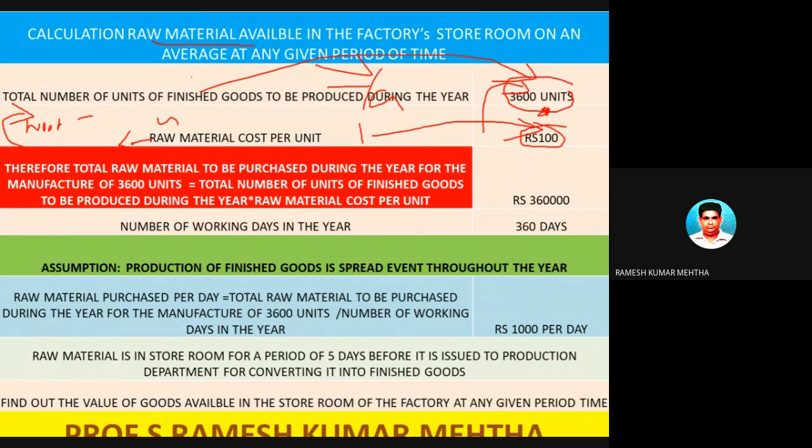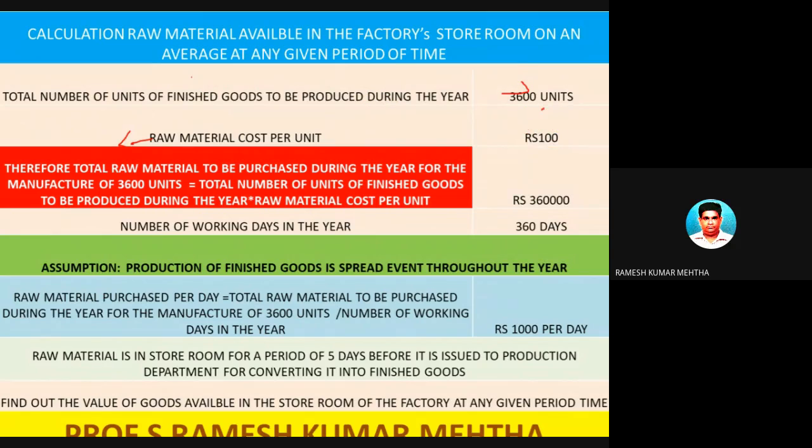Hope this point also is clear. So how many units do you want to produce during the year? 3600 units you want to produce during the year. And what is the raw material cost incurred for manufacturing 1 unit? It is 100 rupees. Now, why am I talking about raw material cost per unit?